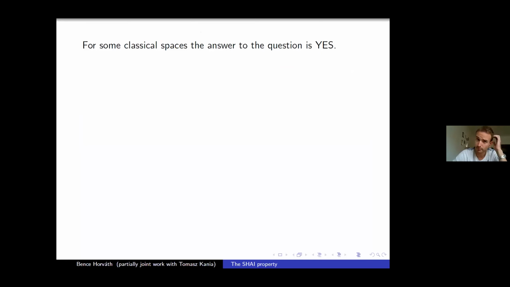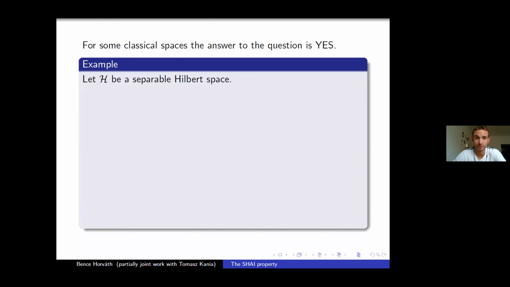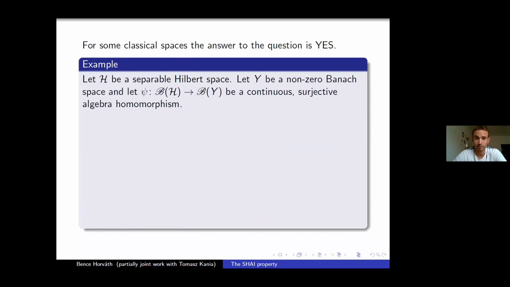But for some classical spaces which are not that pathological, let me say, the answer to the question is yes. So for example, take a separable Hilbert space and take Y to be any non-zero Banach space and take any continuous surjective algebra homomorphism between them. I would like to show that this is manifestly injective as well.